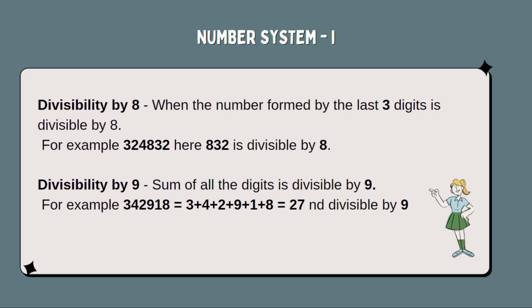Divisibility by 9. If the sum of all the digits is divisible by 9, then the number is divisible by 9. This is similar to 3, but in 3 we check whether the sum of all the digits is divisible by 3 or not, but here we check it by 9. Again, I have taken an example, 3,42,918. We add all the digits and it gives us 3 plus 4 plus 2 plus 9 plus 1 plus 8, that is equal to 27. And it is divisible by 9.